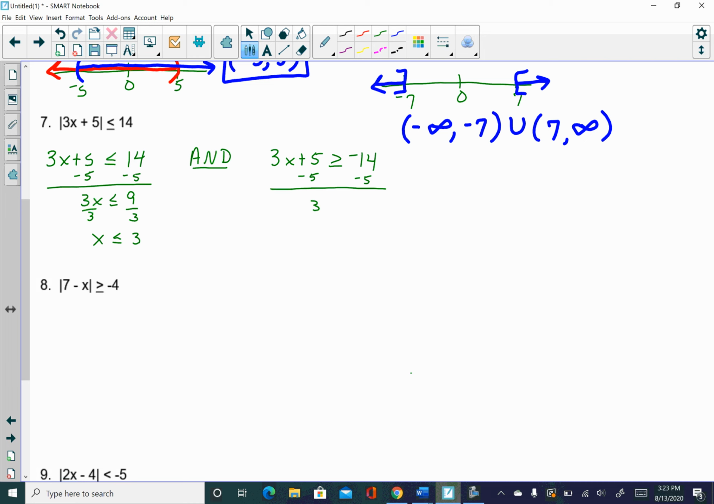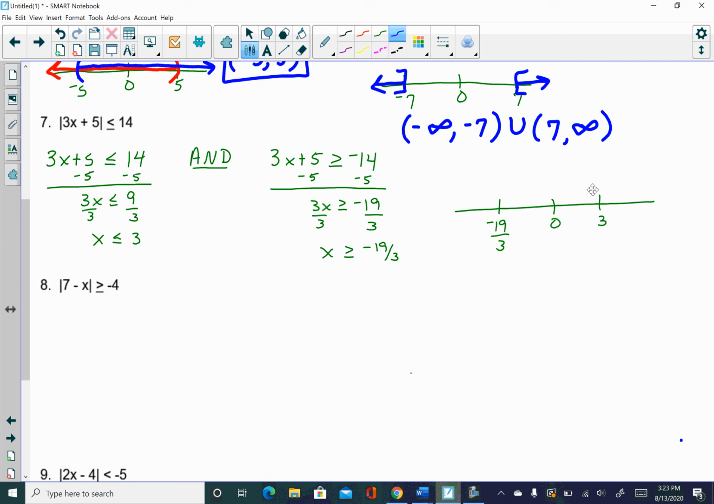Okay, 3x is greater than or equal to -19. Divide by 3. So x is greater than or equal to -19/3. Okay, I'm ready to graph on the number line. So 0, +3. You know, it's negative. It doesn't matter where it goes over here, just as long as you put it on the left-hand side. So -19/3. At 3, 3 is going to get a bracket.